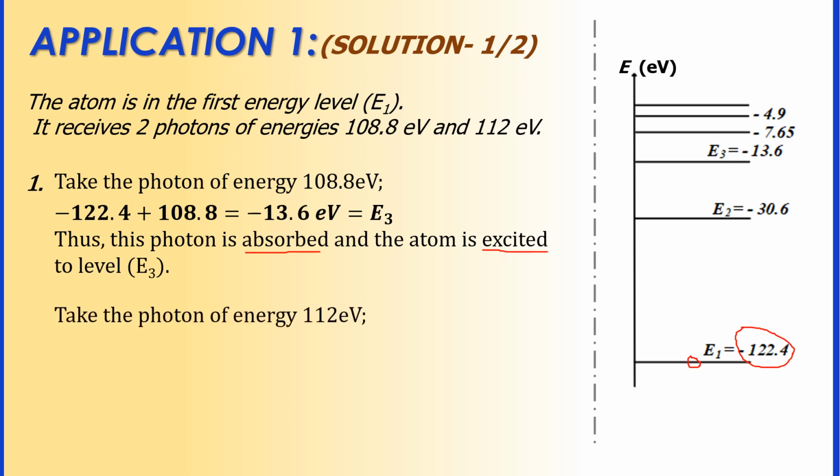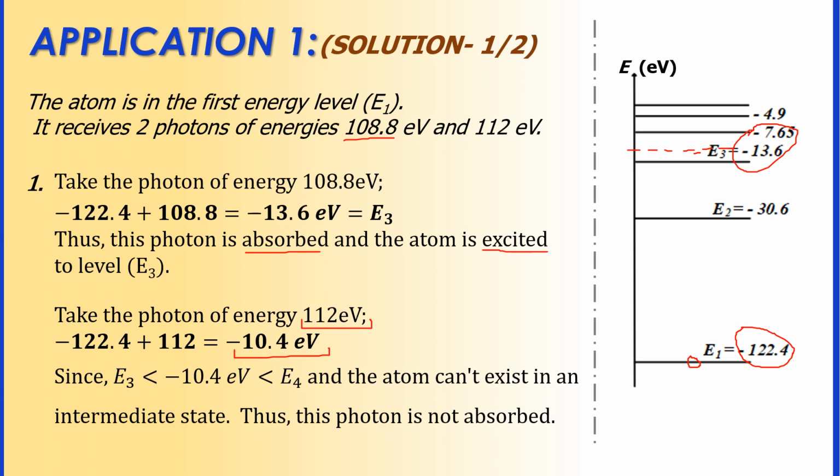Taking the second photon, 112 electron volt, which is more than 108.8, one might think that the electron will move here, maybe, right? Same technique. The energy is minus 10.4. Now, is there any minus 10.4 here? Minus 10.4 is between these two values. So the electron should be somewhere over here. Can it happen? Can the atom or the electron be in an intermediate stage? According to Bohr's model, this is strictly forbidden. So nothing will happen. Nothing energetically will happen, to be more specific. Therefore, I can deduce now that this photon is not absorbed because the atom cannot exist in an intermediate stage. At this point, try to repeat this and focus on the terms used.